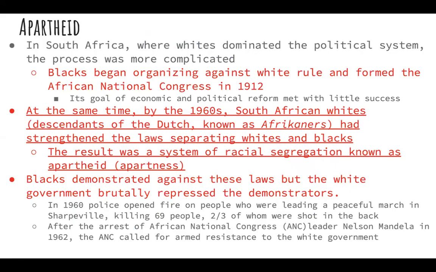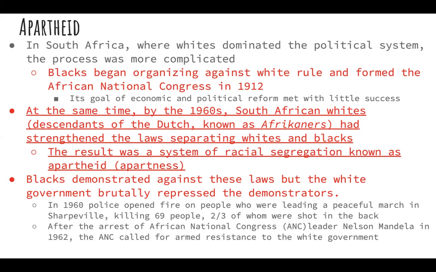All right, apartheid. So in South Africa, where whites dominated the political system, the process was more complicated. Blacks began organizing against white rule and formed the African National Congress in 1912. Its goal of economic and political reform was met with little success. At the same time, by the 1960s, South African whites, descendants of the Dutch, known as Afrikaners, had strengthened the laws separating whites and blacks. The result was a system of racial segregation known as apartheid or apartness.